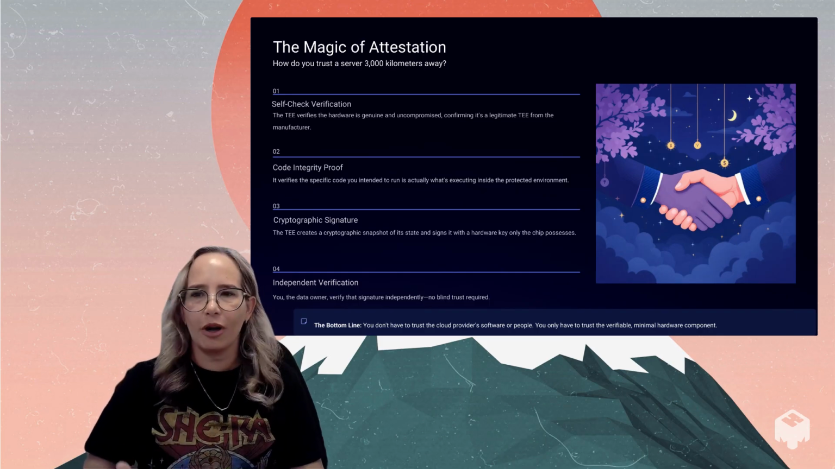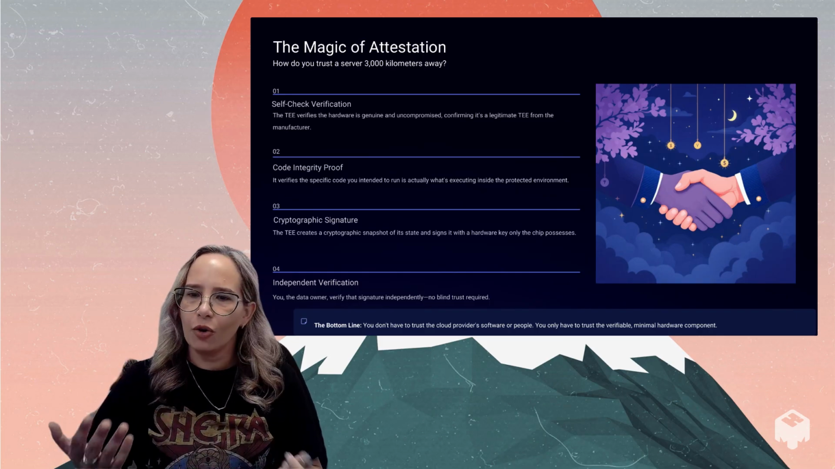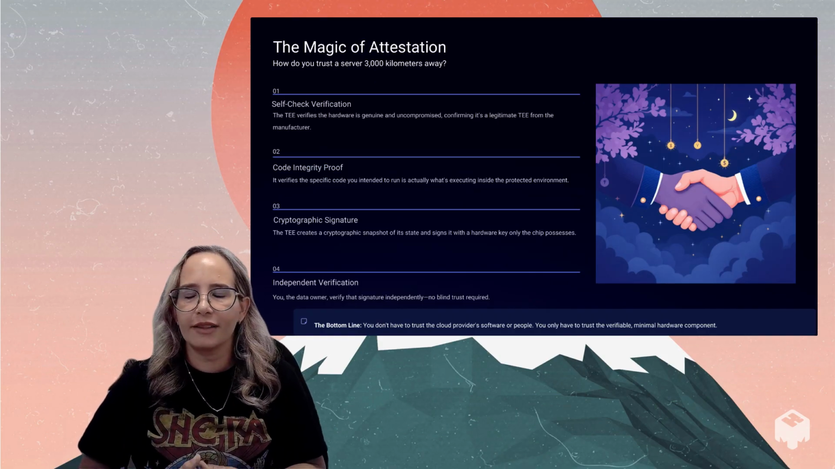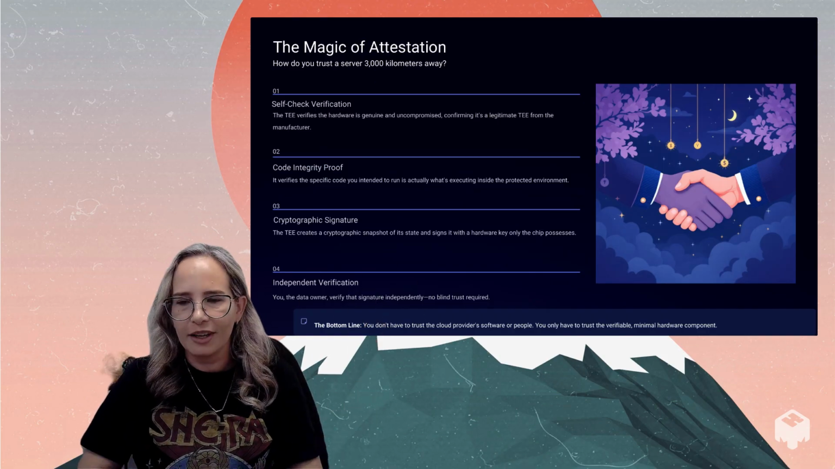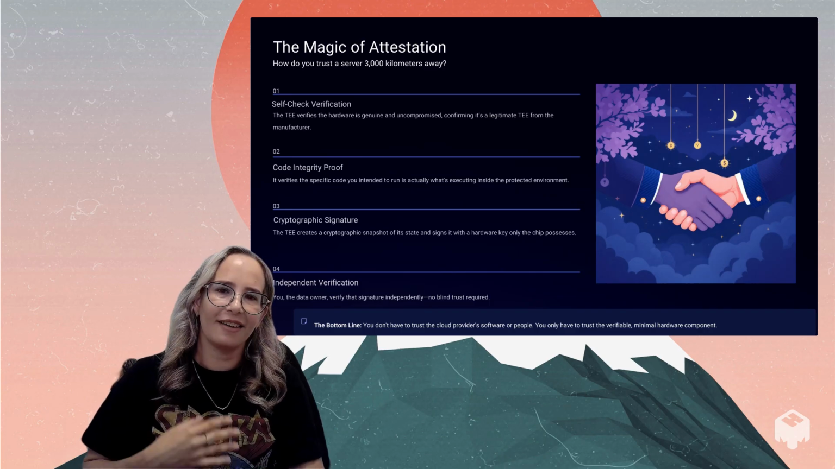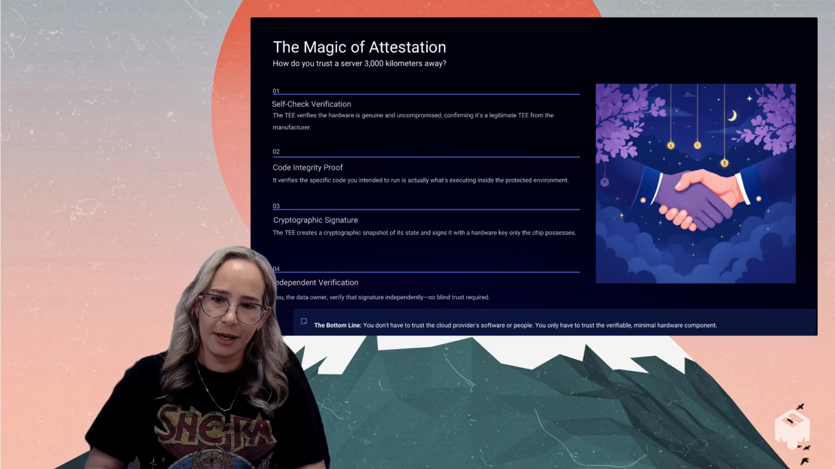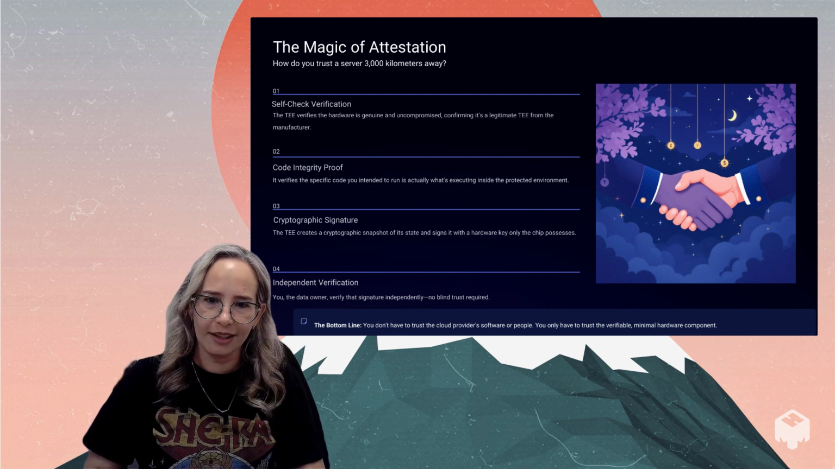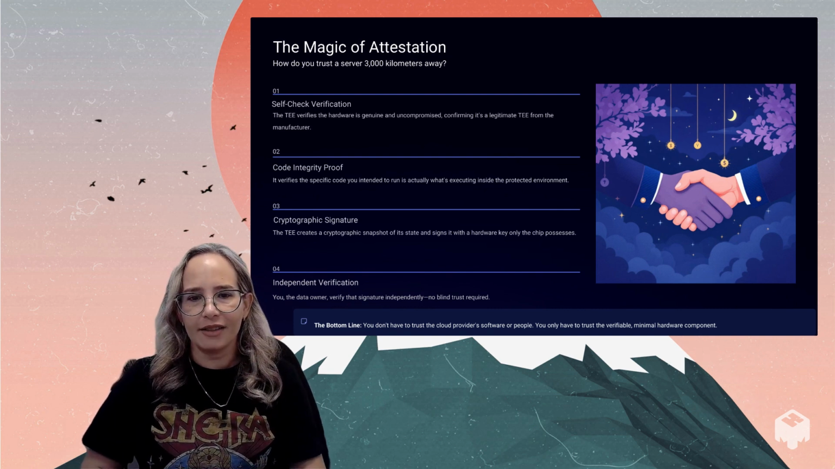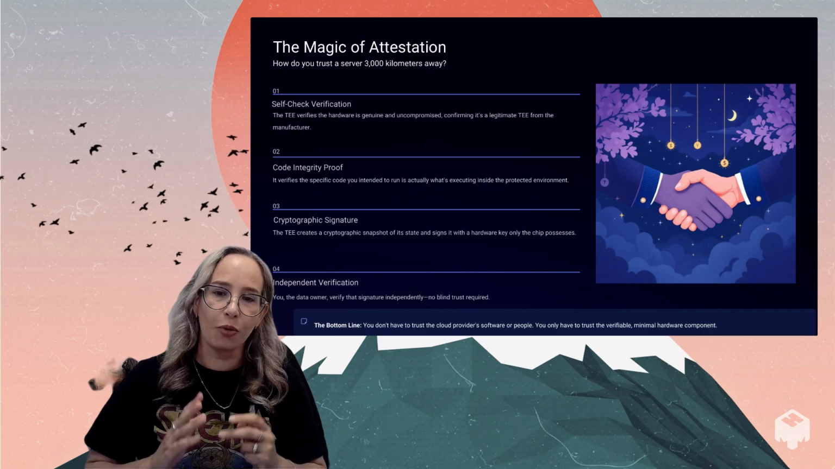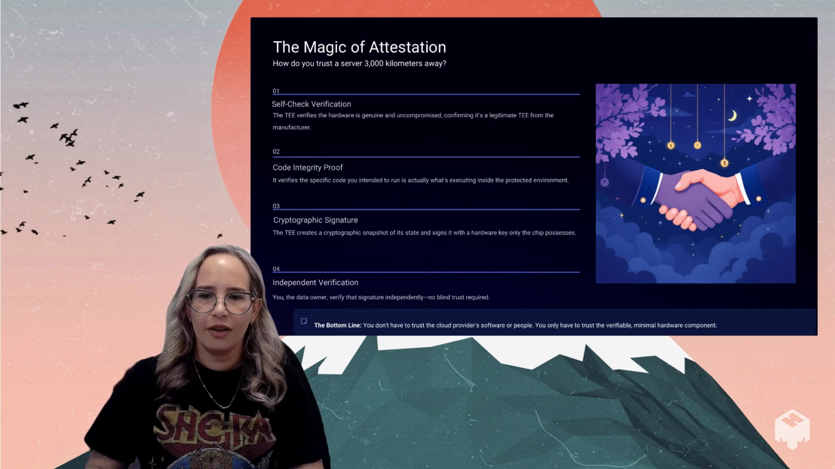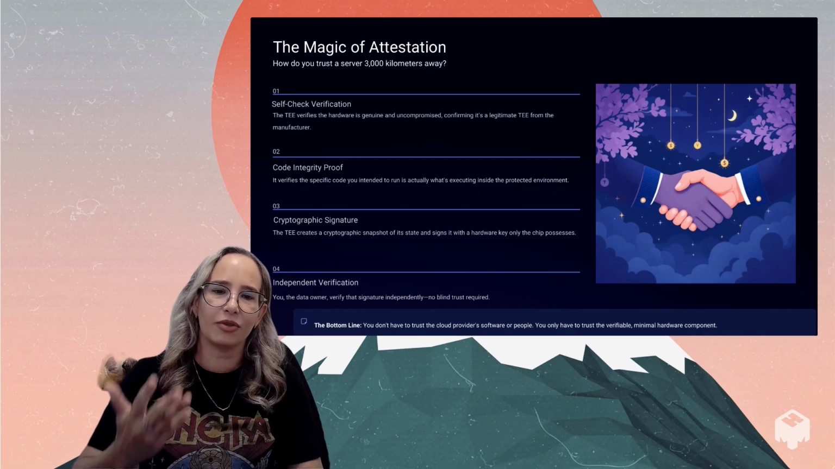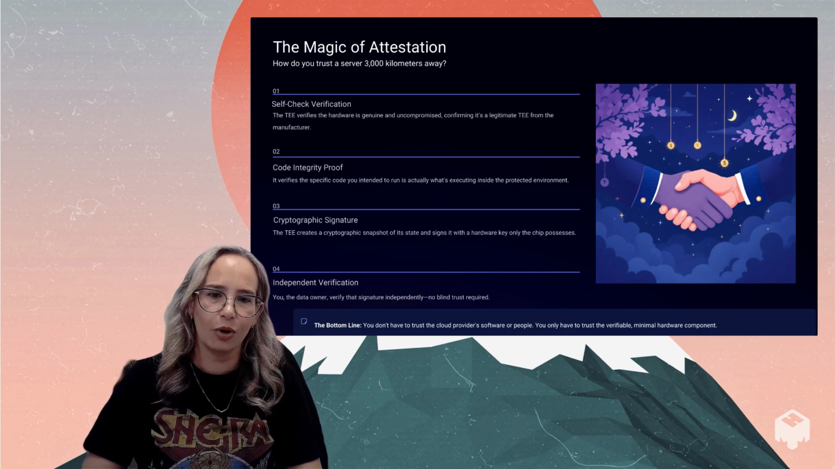Now, I know you're probably wondering, how do I know this digital vault is real? How can I trust a server that is running in the cloud, who knows where? You're skeptical, and you're right to be skeptical. And the answer is the magic word in confidential computing: attestation. Attestation is the cryptographic proof that you're looking for. Think of it like a digital handshake, or some kind of certificate that you were looking for.